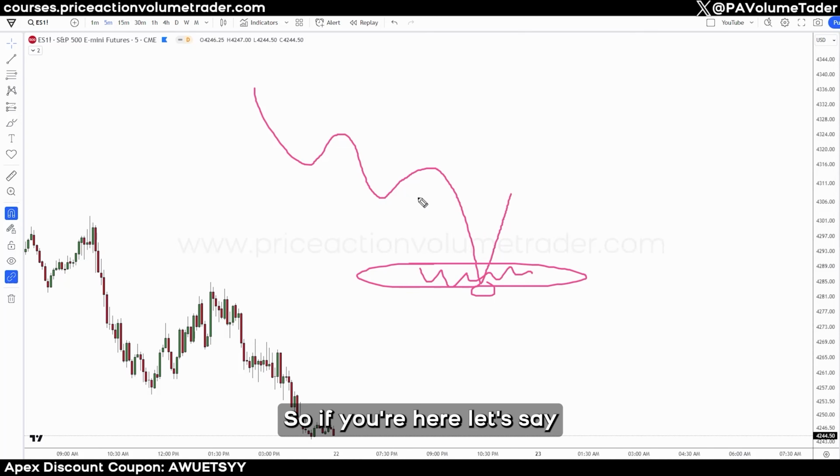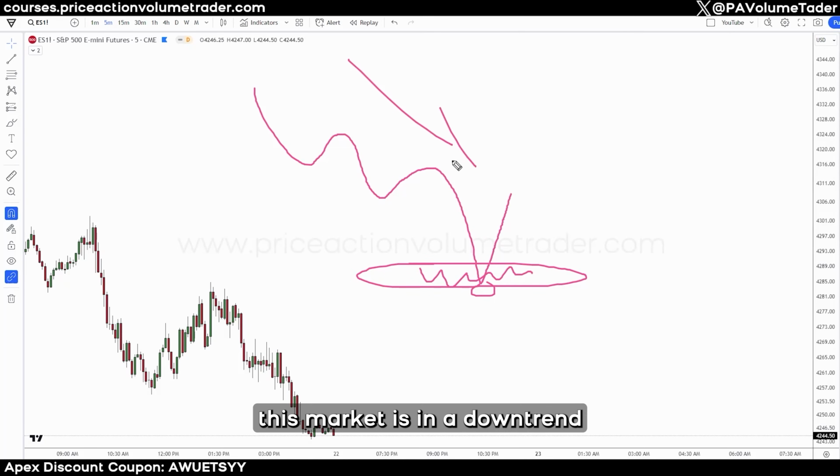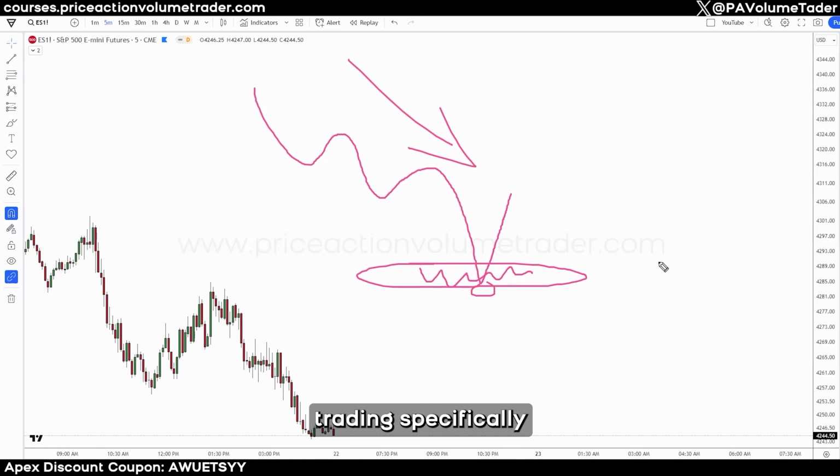So if you have a negative delta, that means there are more aggressive sellers; positive delta, more aggressive buyers. Let's say this market is in a downtrend, and this is focused mostly on lower time frames. I use this when I'm day trading, specifically the ES, the S&P 500 futures. And for short-term levels, this is what I like to use to spot opportunities to trade on the lower time frames.